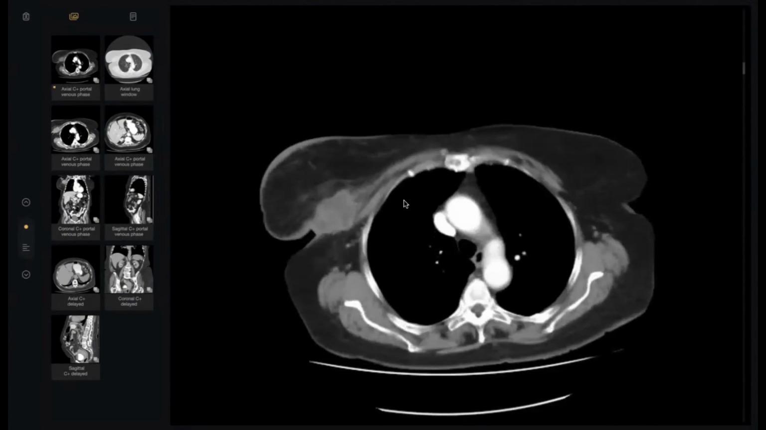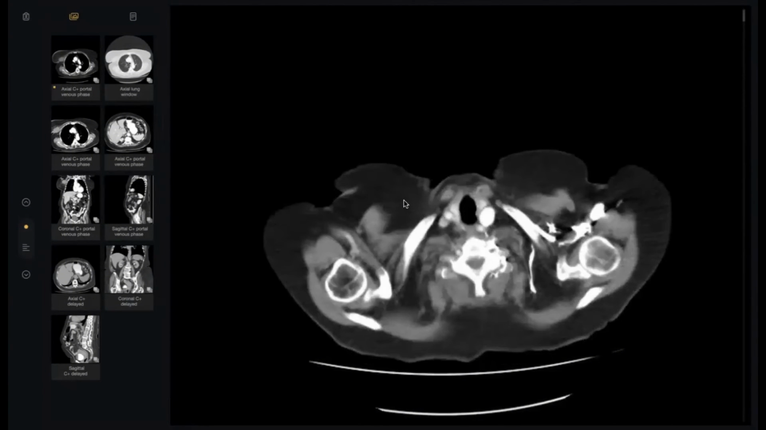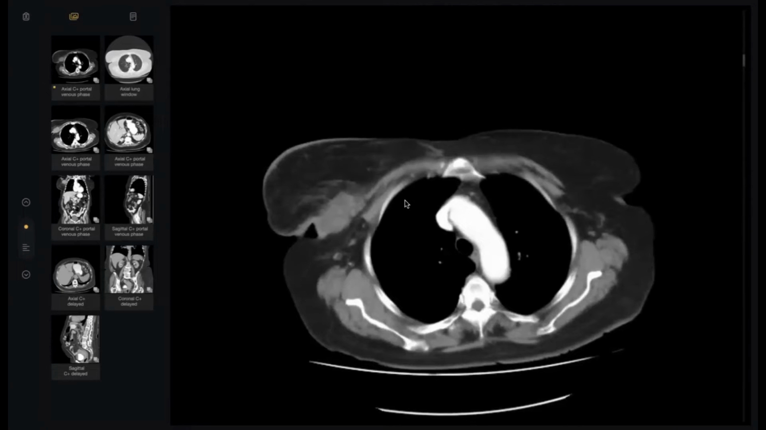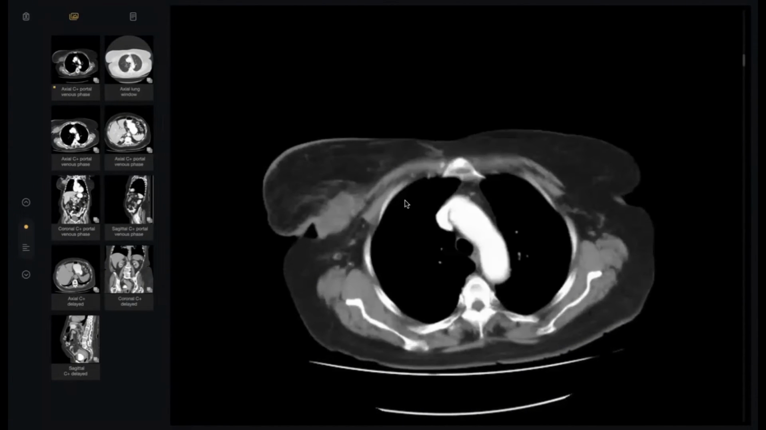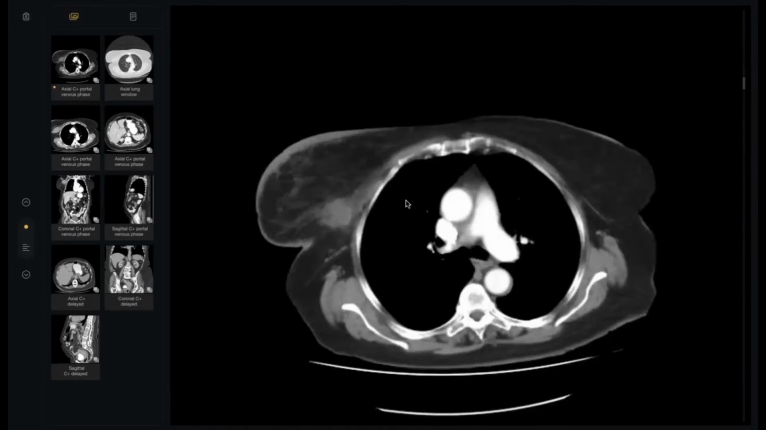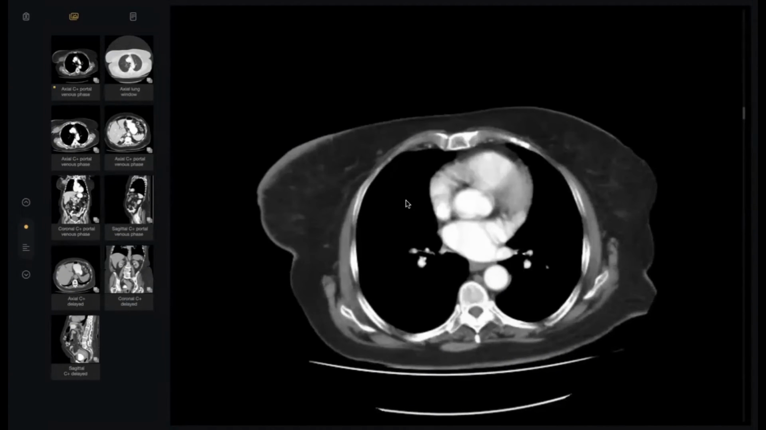Looking especially for the internal mammary groups and the axillary groups on both sides. Yes, there are multiple enlarged right axillary lymph nodes, highly suspicious for metastatic nodal disease. This mass is highly suspicious to be a breast cancer.